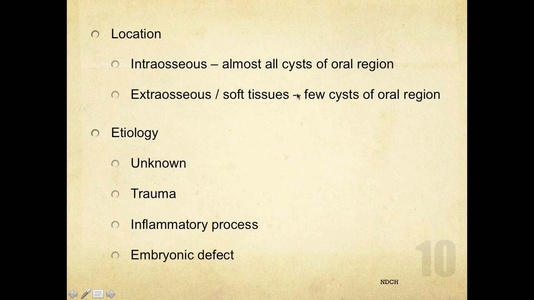Most of the cysts of the oral region are present within the jaw bones, that is the intraosseous location, whereas a couple of cysts arise in the soft tissues, which are called the extraosseous ones. Most of the cysts have an unknown etiology; however, some may have an etiology of trauma, or could have arisen from an inflammatory process or probably following an embryonic defect.